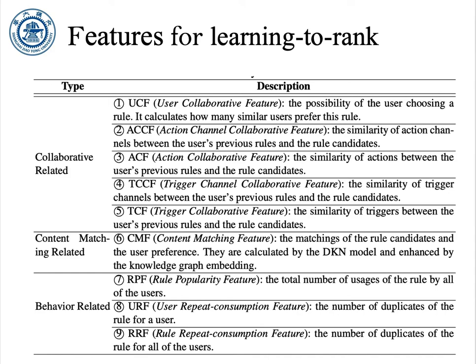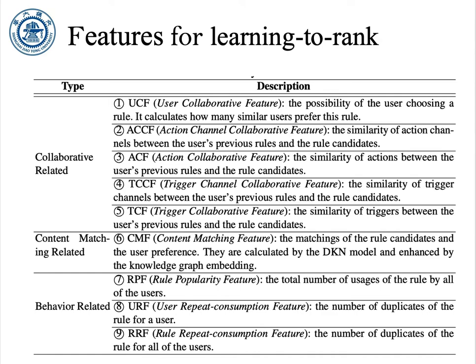Therefore, it is not enough to use this feature only, and other features are needed to enhance the ability of the recommender system. Content Matching Related Feature, CMF, is designed for content-based recommendation. It measures whether a rule matches the user preference. Since neural network has strong nonlinear mapping ability and can distinguish when user will not like the rule, this paper uses neural network to calculate CMF.